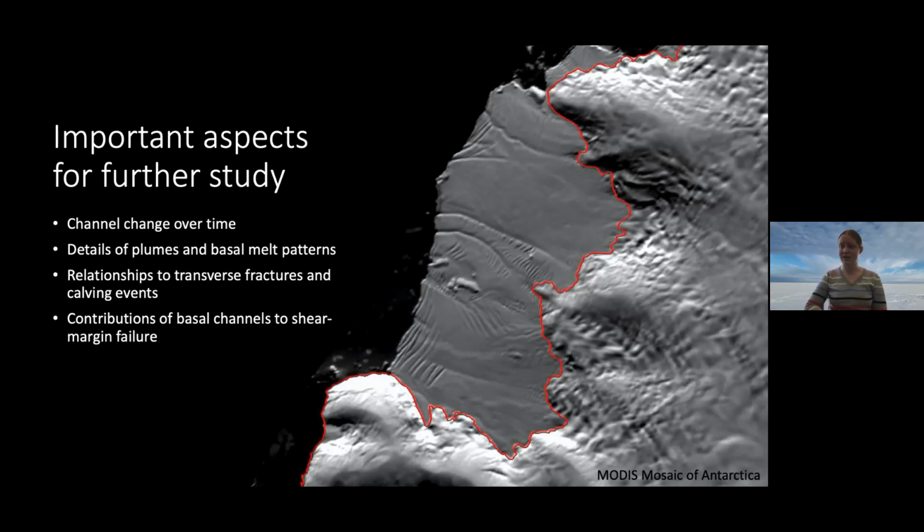I'm very interested in how these relate to transverse fractures and what the causal mechanism is there. And then certainly trying to understand in more detail how basal channels might contribute to shear margin failure is a big question for understanding future stability of a lot of these fast flowing ice streams in particular.